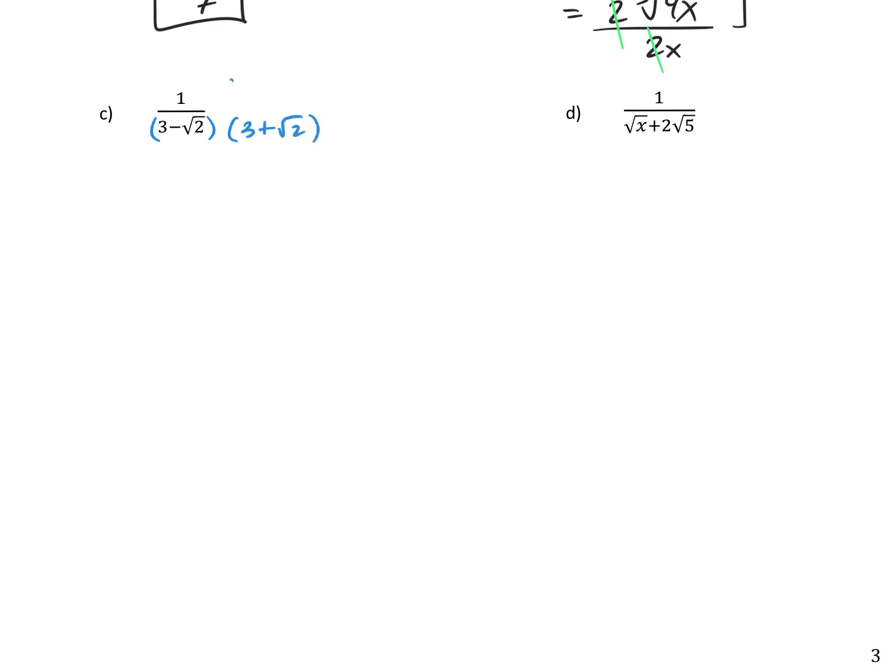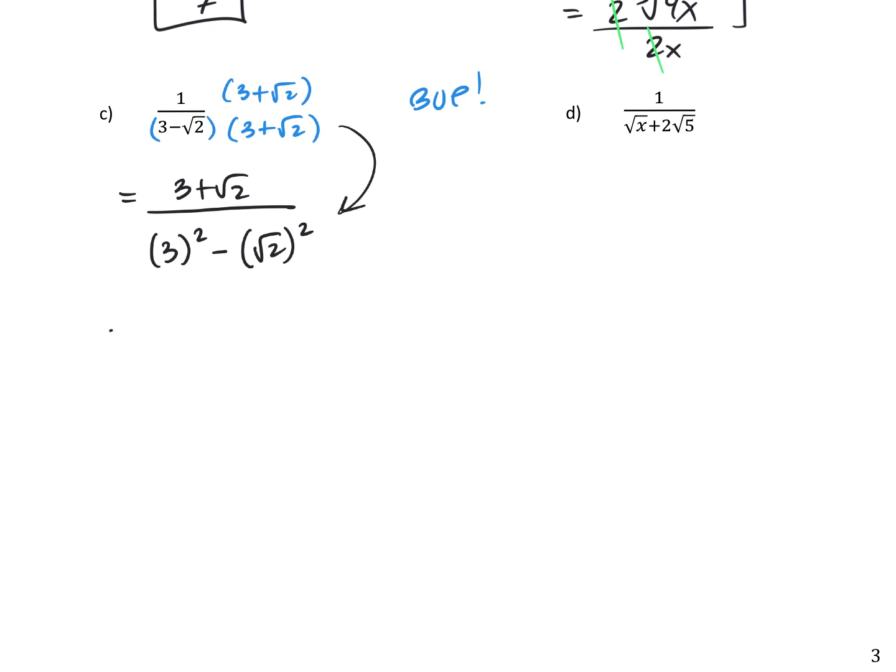But careful, we have to do that to the top as well, because again, we're using the building up property. Okay, so in the top, 1 times anything is just itself, so I'll just write that out. Divided by, and again, we're using the difference of squares. So we'll square the first term, minus, and then square the last term. That's what this becomes. And again, that plan means, hopefully, we should get rid of radicals.